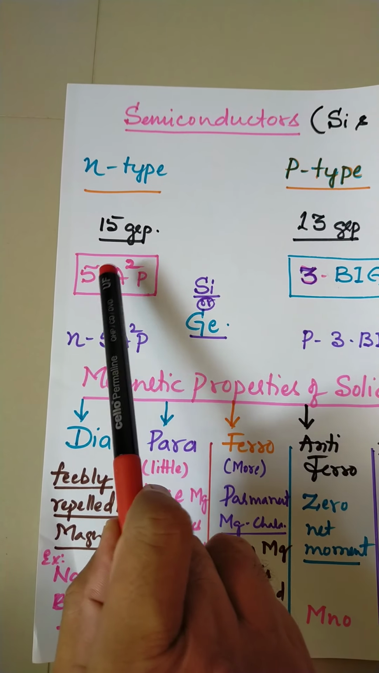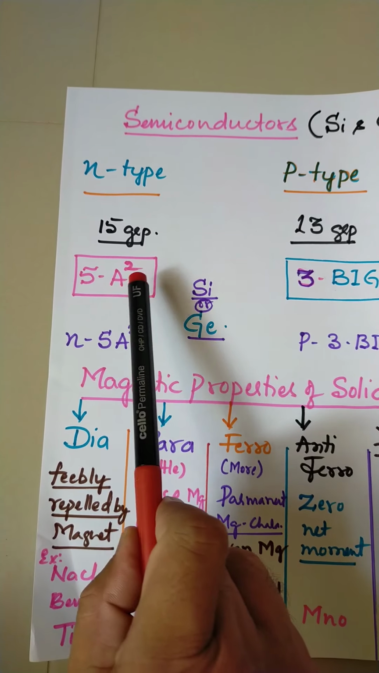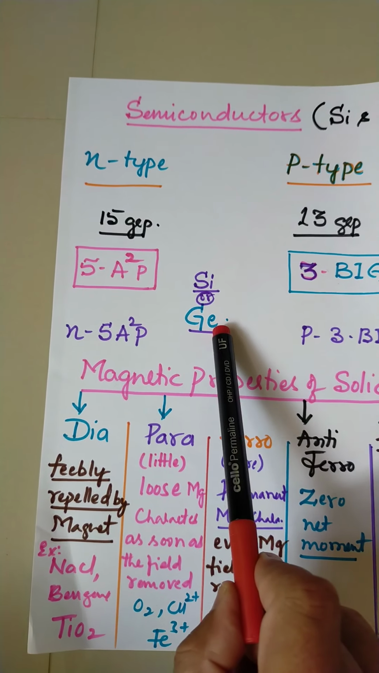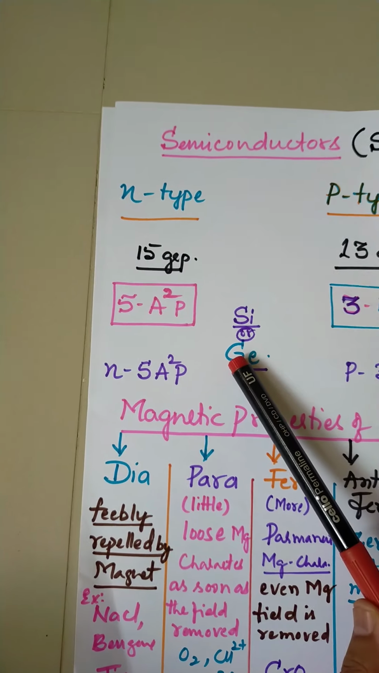When pentavalent impurities like antimony, arsenic and phosphorus are doped with silicon or germanium, listen carefully.